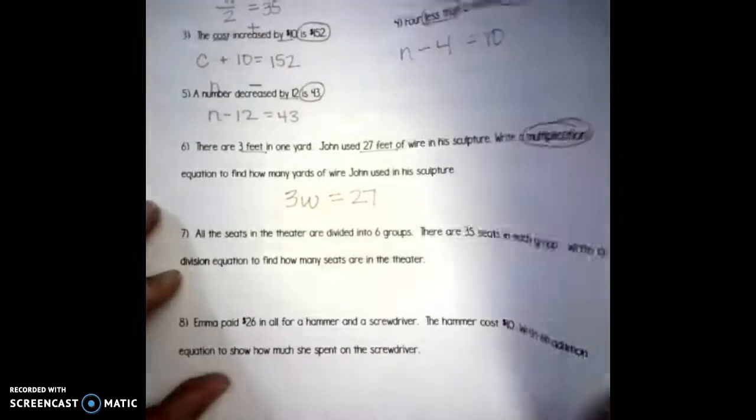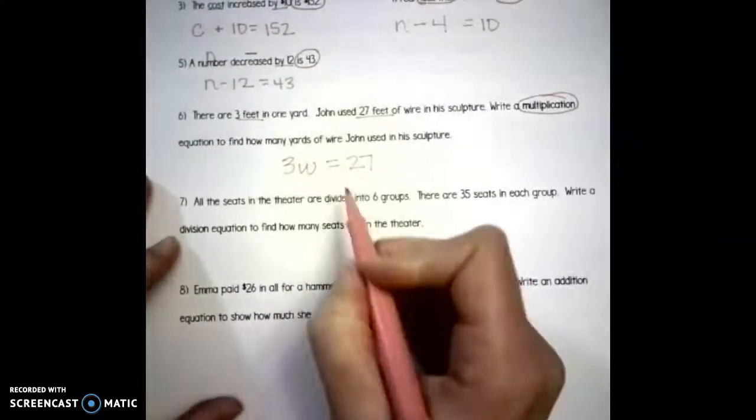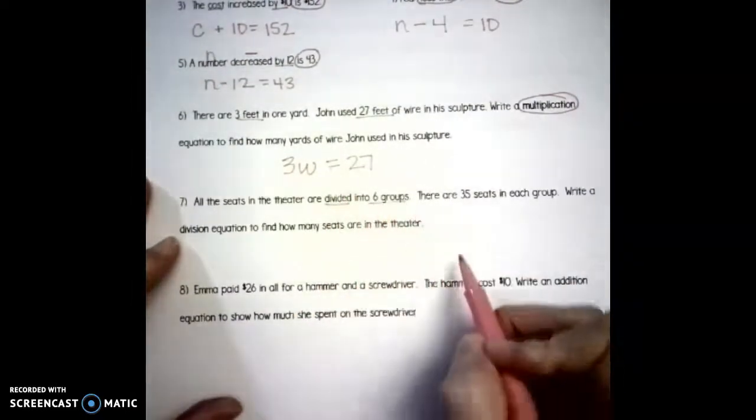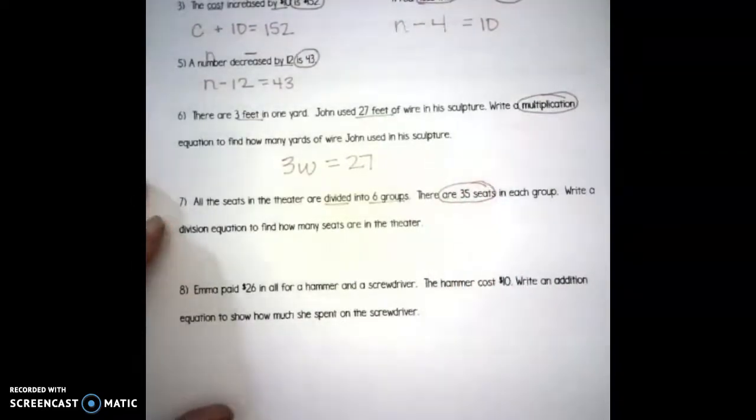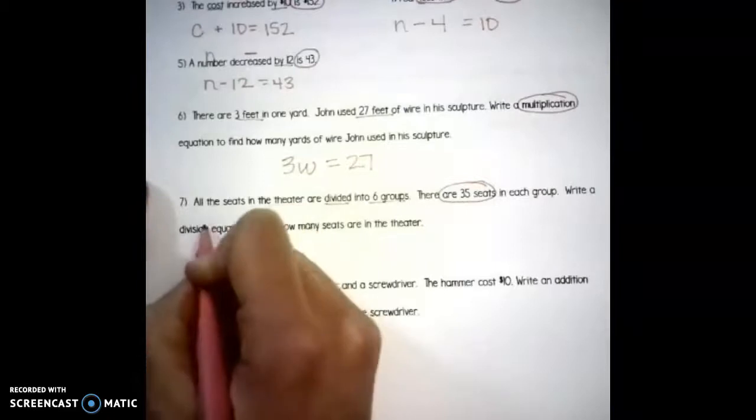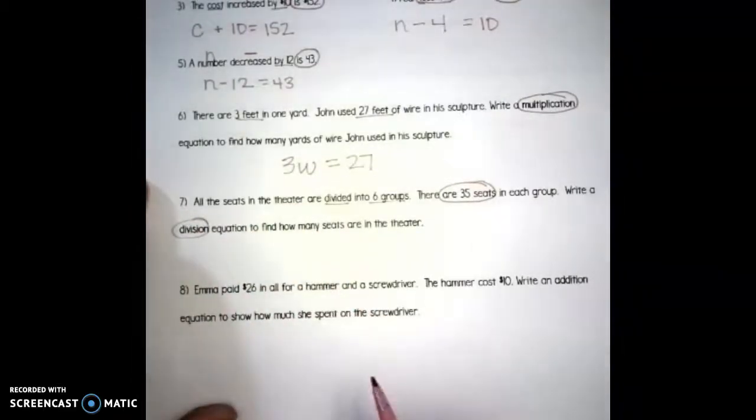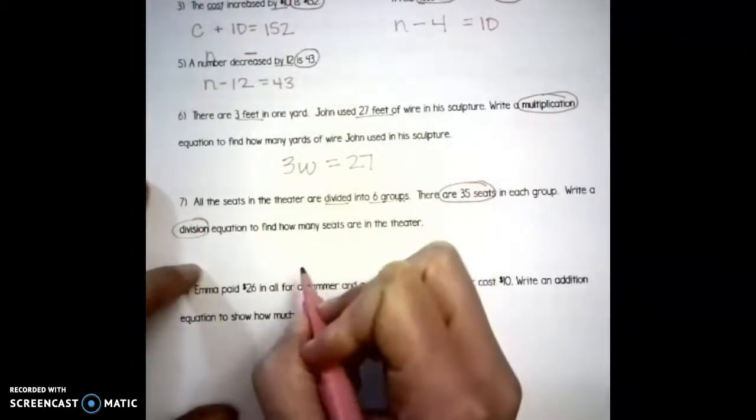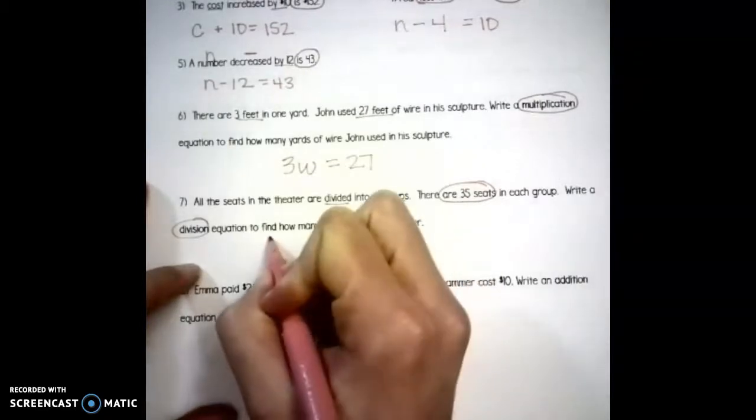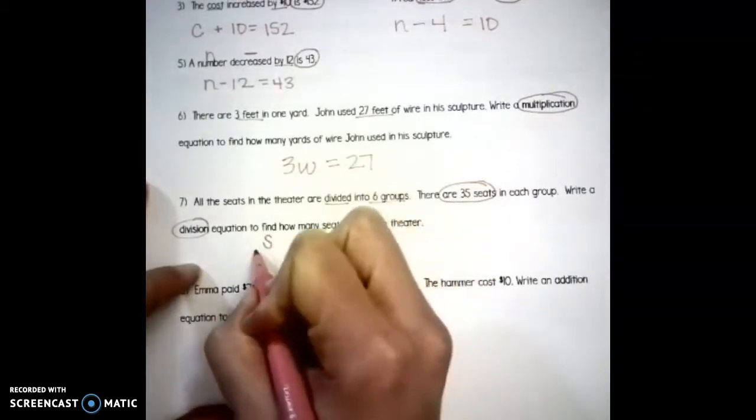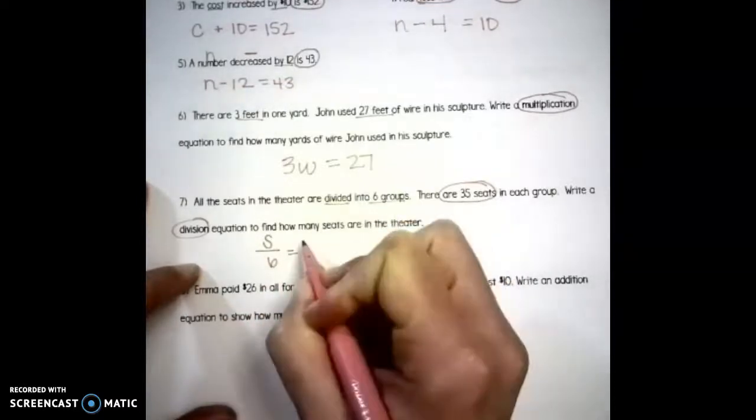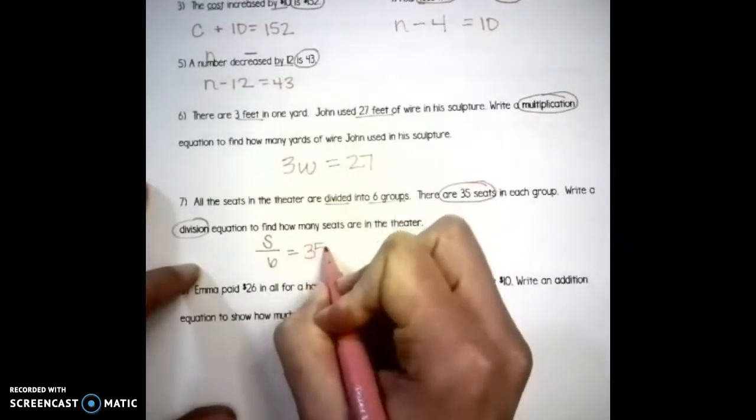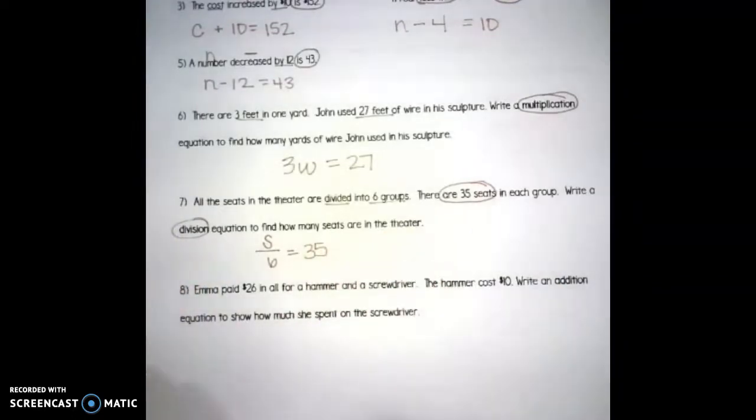Okay. All the seats in the theater were divided into 6 groups. There are 35 seats in each group. Write a division equation to find out how many seats are in the theater. So we have the number of seats divided by 6, because we're going to divide it into 6 groups, will give us 35 seats per group.